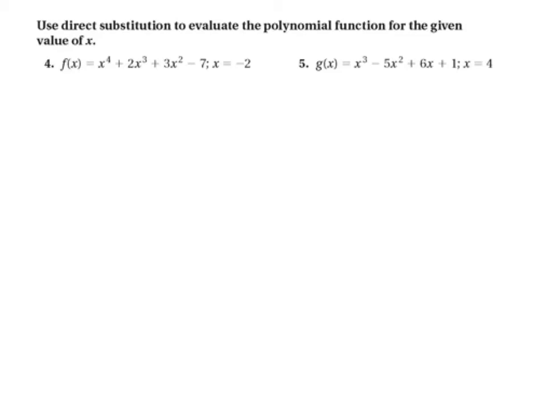Use direct substitution to evaluate the polynomial function for the given value of x. What that means? They're telling you f of x is negative 2. Substitute it in. That's why it's called direct substitution there. Okay? So, go ahead and calculate that.